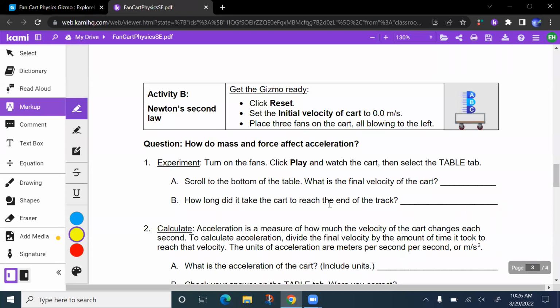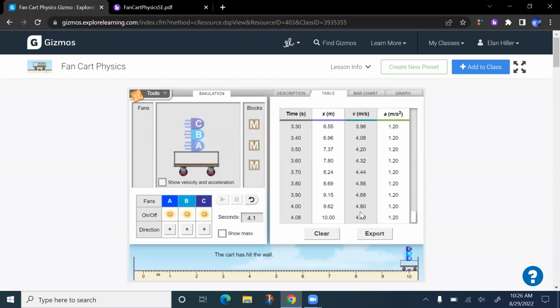How long did it take to reach the end of the track? Well, you can see the speed was 4.9 meters per second. The time was 4.08 seconds. So by scrolling down to a certain place in the table, you can get the final values if you scroll all the way to the end.